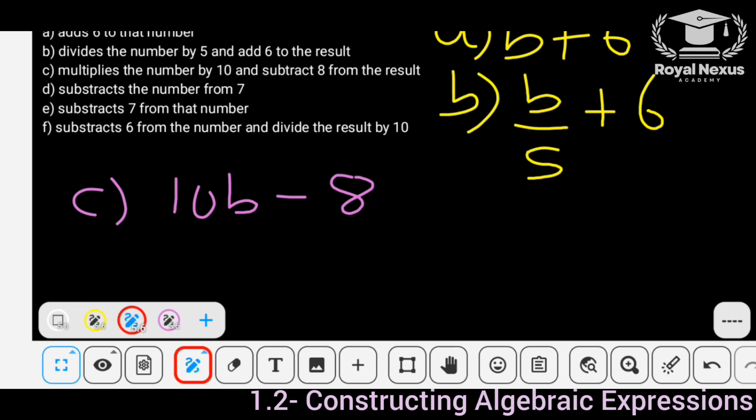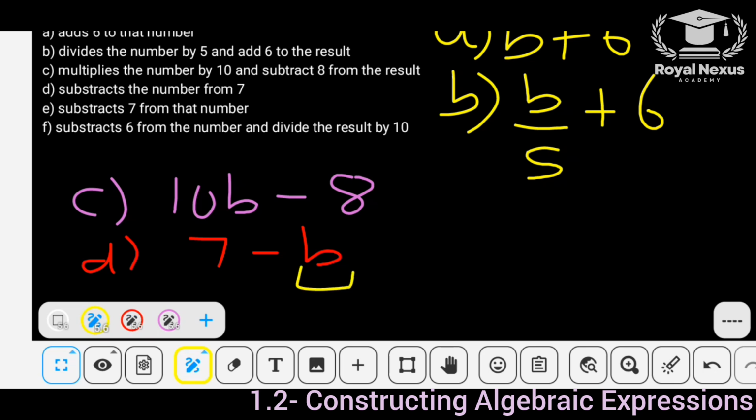Similarly, moving on to part D, subtract the number from 7. Okay, so here he is subtracting the number from 7. So we will be writing 7 first and then we will be writing b. So you might ask why we write b after 7. It's because he is subtracting that number from 7. So basically the number is being subtracted from 7. So therefore we write b after 7.